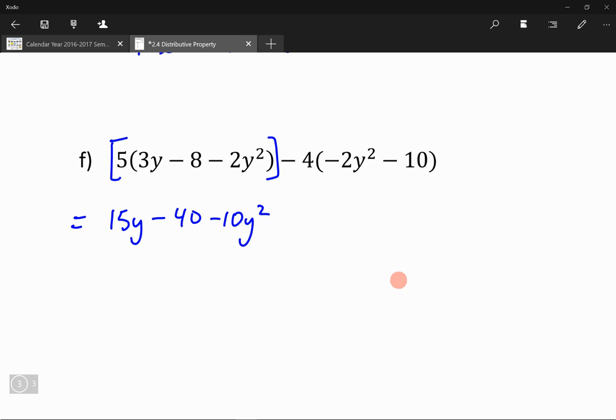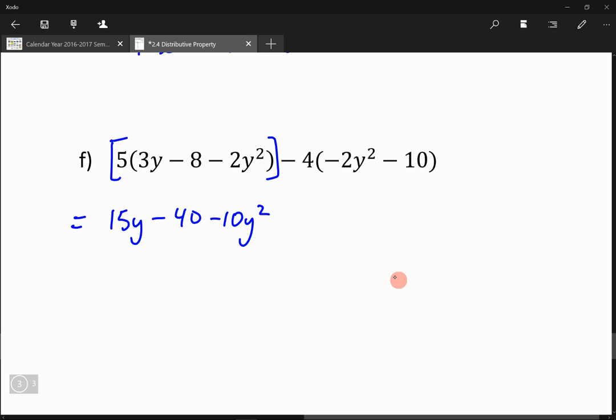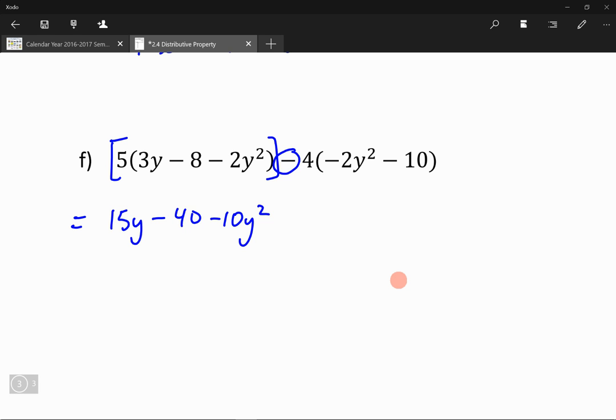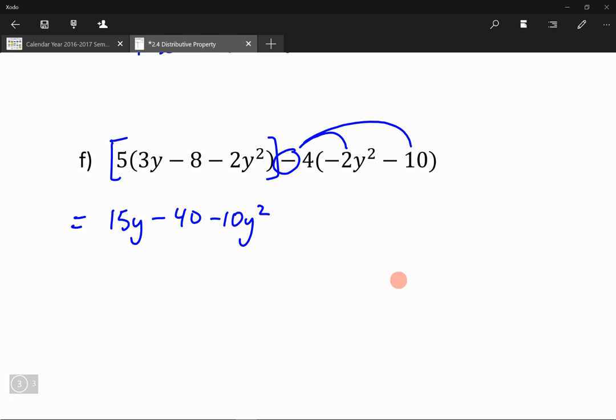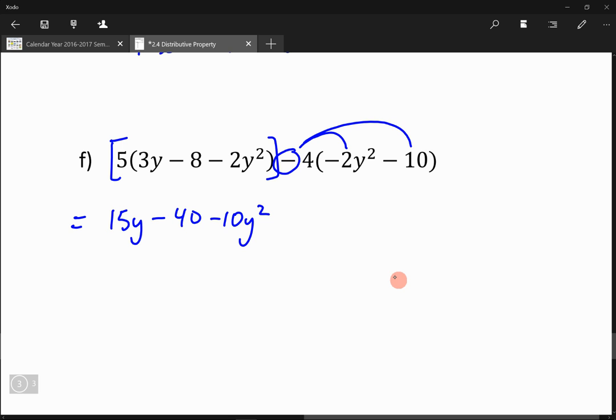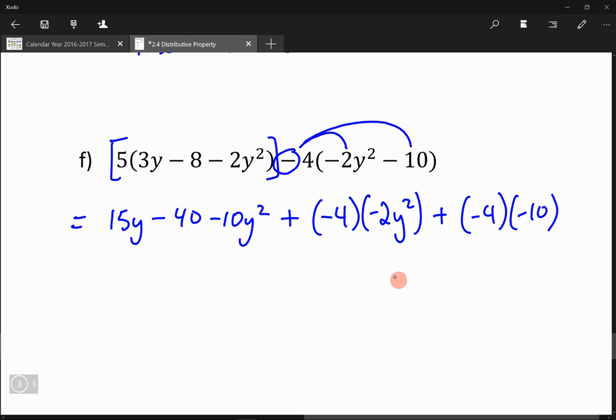Okay, now you have to be very, very careful because we have a negative sign here now instead of a positive sign. So that means you're going to multiply with each of these terms a negative 4 instead of a positive 4. Sometimes it might help to do what I did earlier: put the plus sign, put everything in brackets, so minus 4 times minus 2y squared, and then plus minus 4 times minus 10.